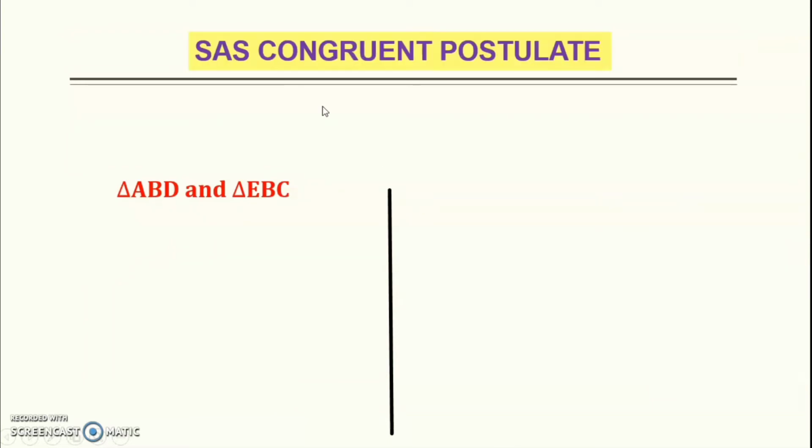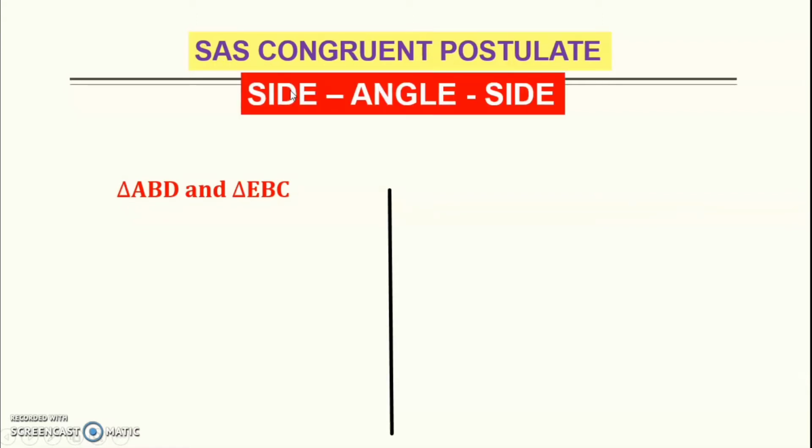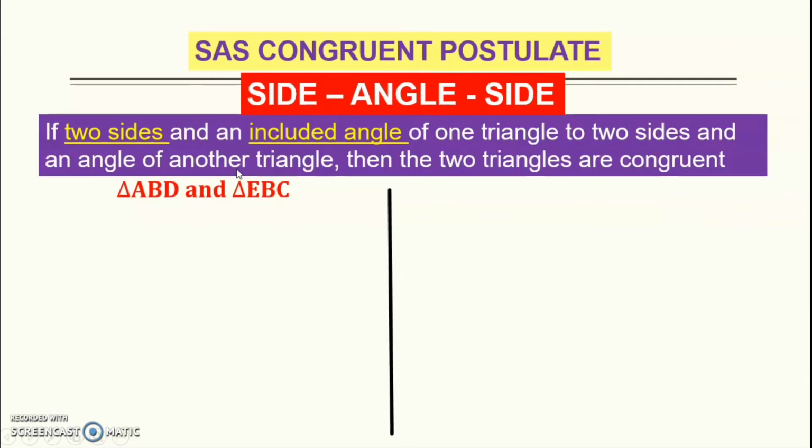Okay, so we will start with SAS congruent postulate. Anong ibig sabihin ng SAS congruent postulate? Ito yung side, angle, side. Ibig sabihin, in between ang angle sa side. So, etong triangle nito ay merong included angle. Okay. If two sides and an included angle of one triangle are congruent to two sides and an angle of another triangle, then the two triangles are congruent.